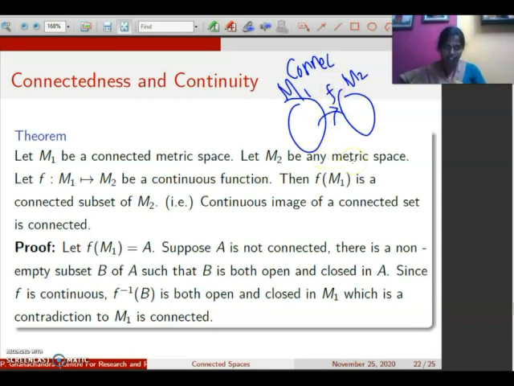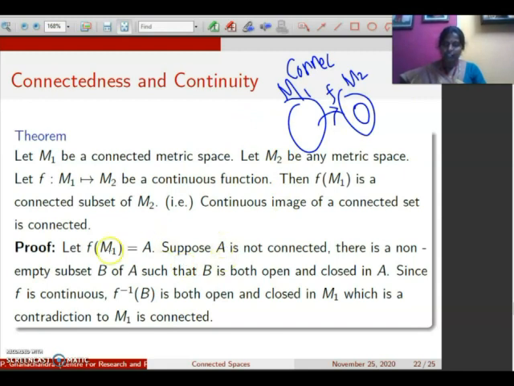F is a continuous function. If M1 is connected, then its image F of M1 is also connected. That means F of M1 is a subset of M2, which is connected. That is, this theorem states that a continuous image of a connected set is connected.